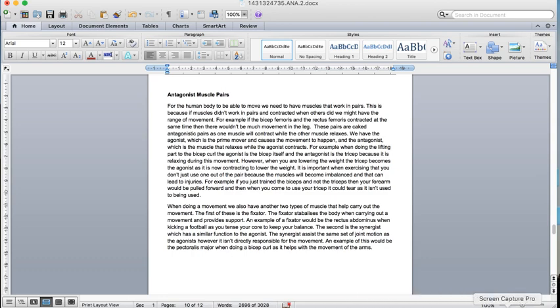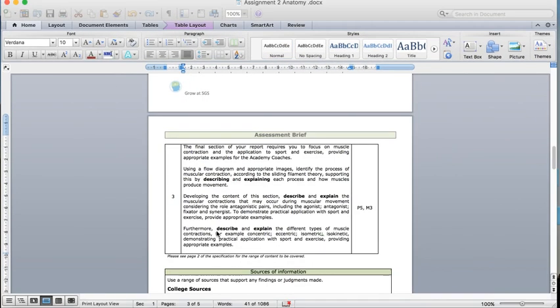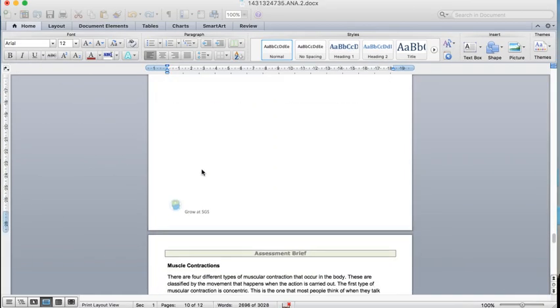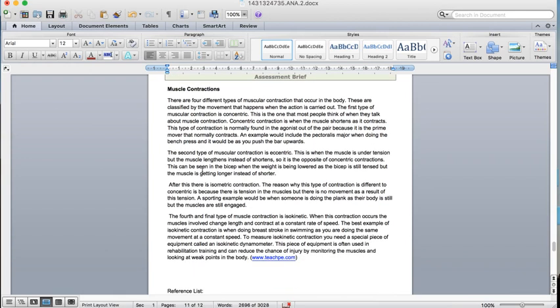When we move on to the brief, like I said, we have to do the contraction types, so it's concentric, eccentric, isometric, and isokinetic, and again relating to sports examples. If we go back to the learner work, this does have to be described and explained. You then describe and explain what a concentric contraction is, and you apply it to a sport-specific example. You then do exactly the same with an eccentric contraction, the same with an isometric contraction, and then finally the same with an isokinetic contraction.